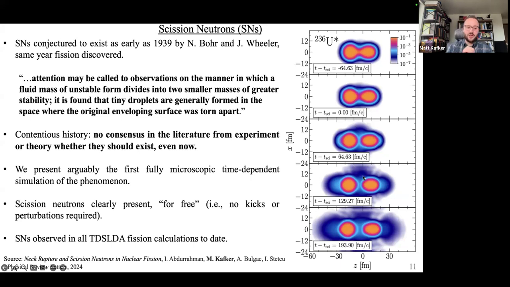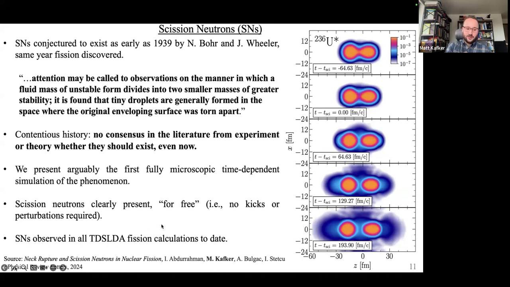What I hope is clear from this image is that the scission neutrons are clearly present, and they're present for free, which is to say, we did not go out searching for scission neutrons. We did not kick the system or perturb it in any way. This was something that we noticed after running time-dependent fission calculations. Hey, doesn't it look like there's a cloud of neutrons being given off by the nucleus? Isn't that interesting? I wonder if this is this phenomenon that people have been discussing for so long.